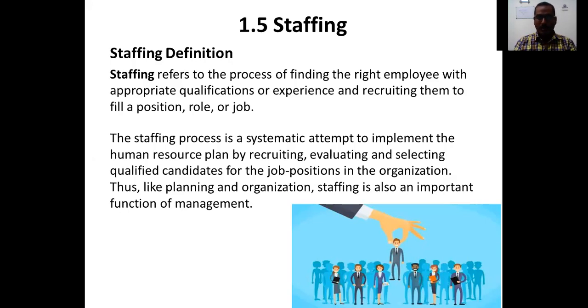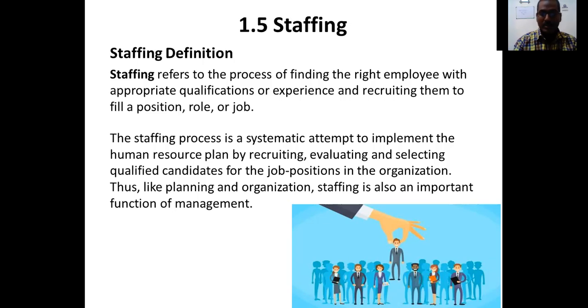So what is staffing? Staffing refers to the process of finding the right employee with appropriate qualifications or experience and recruiting them to fill a position, role, or job. So whenever organizations require people, the particular department sends a requisition to recruit the right person for the right job. It is the duty of the human resource department to find the right person for the right position with appropriate qualification, experience, knowledge and skills.